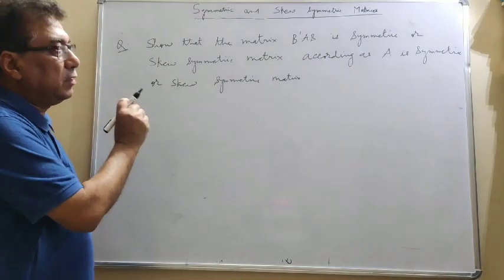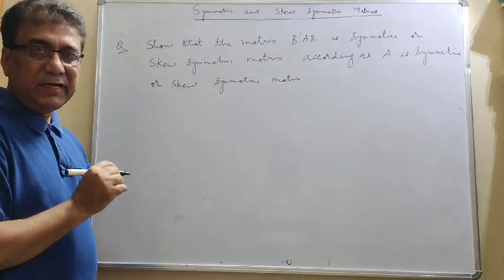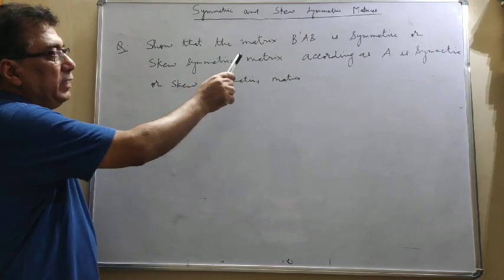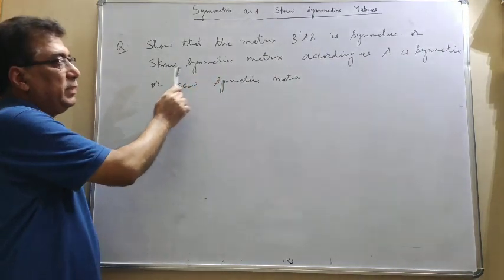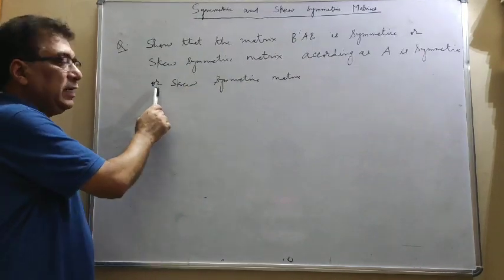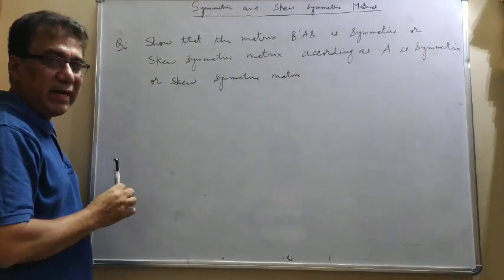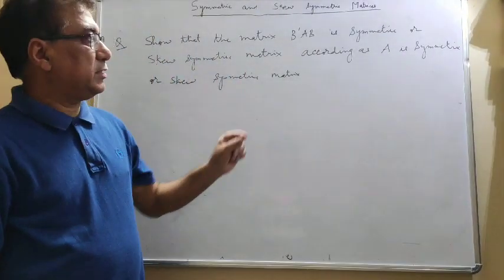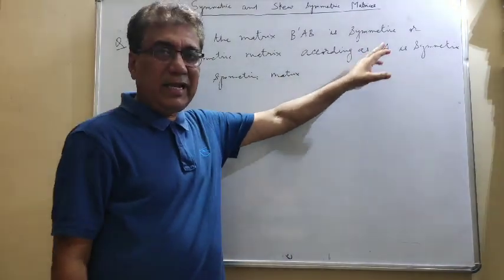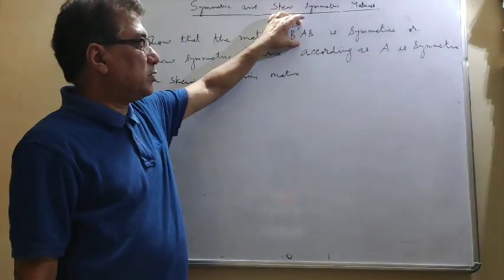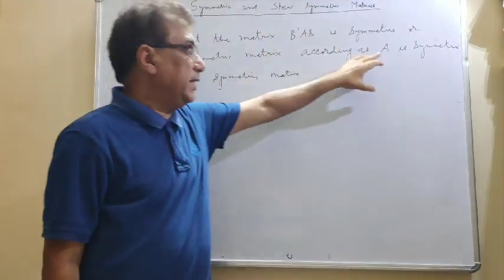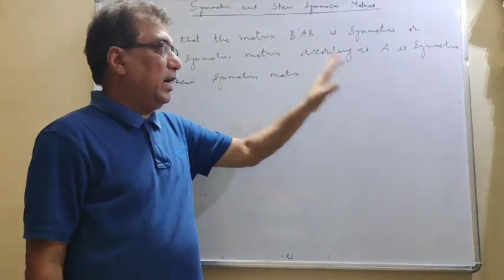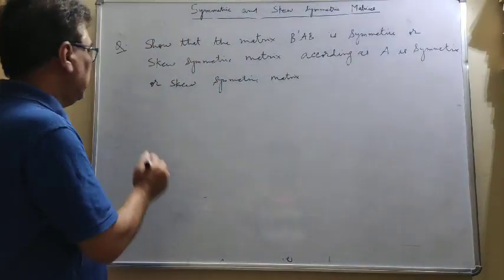Now this one is the most important question of your NCERT book. The question reads, show that the matrix B dash AB is symmetric or skew symmetric matrix according as A is symmetric or skew symmetric matrix. So again, we have two parts here. In first, if we take A as symmetric matrix, then this must be a symmetric matrix. And if I take A as a skew symmetric matrix, then this must be a skew symmetric matrix, and both definitions are known to you. So let us proceed.